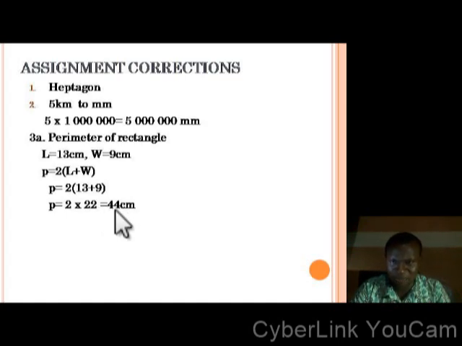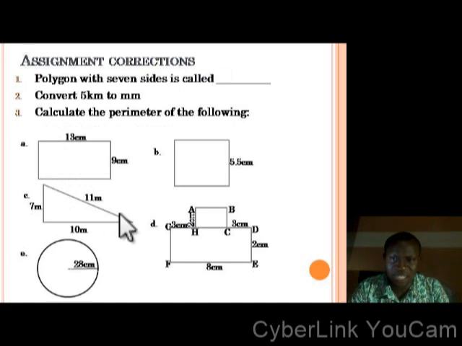Remember, I repeat again, this bracket you have here represents multiplication between 2 and everything you have inside the bracket. So you have it as 2 times, that's in place of the bracket, 13 plus 9, which will give us 22. So 2 times 22 will give us 44. And that is the answer to that particular one. Then we move to the next question.